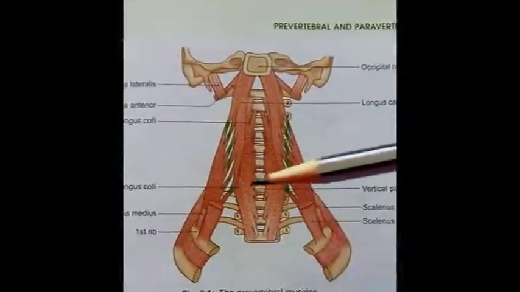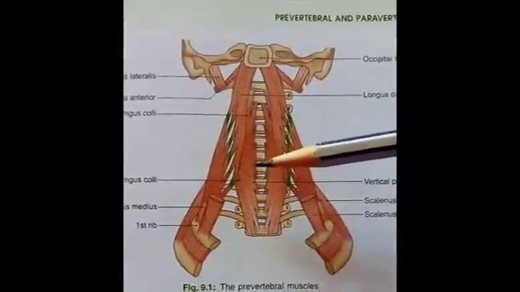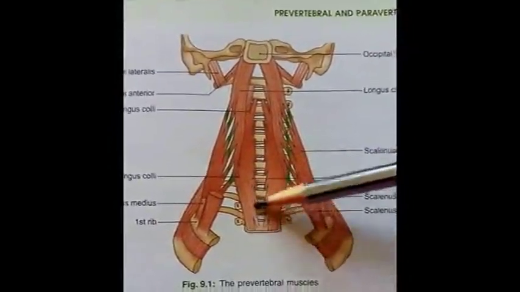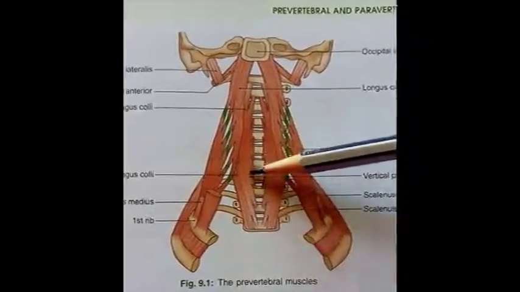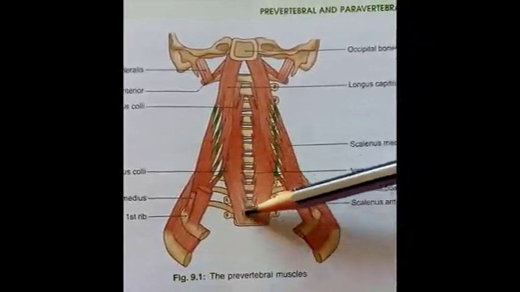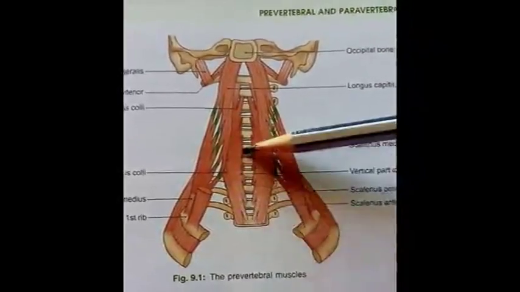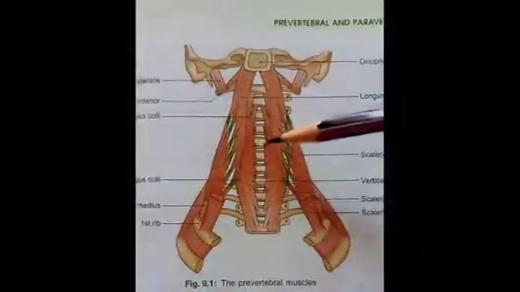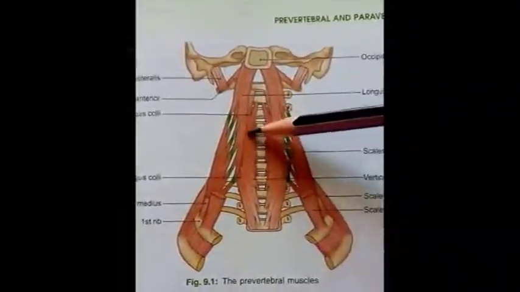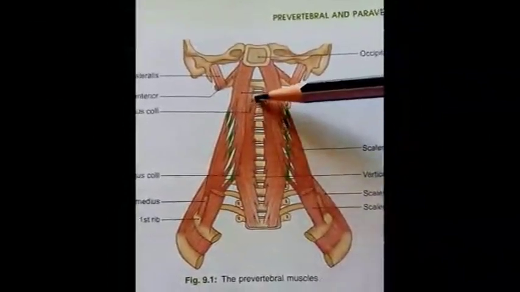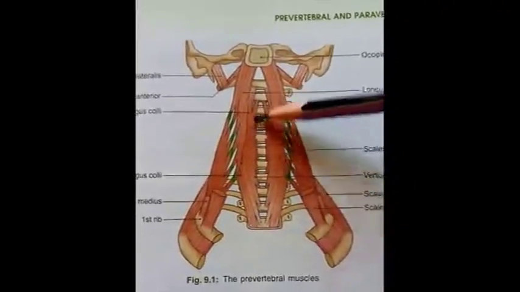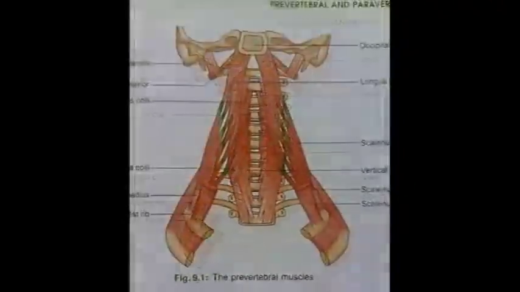Then origin of middle vertical part. So this part arises from bodies of upper 3 thoracic vertebrae and lower 3 cervical vertebrae. So up to this area is the origin of this muscle, middle vertical part. Then insertion. Middle vertical part extends upwards and slightly medially and inserts in the bodies of second, third and fourth cervical vertebrae. Nerve supply of the muscle.